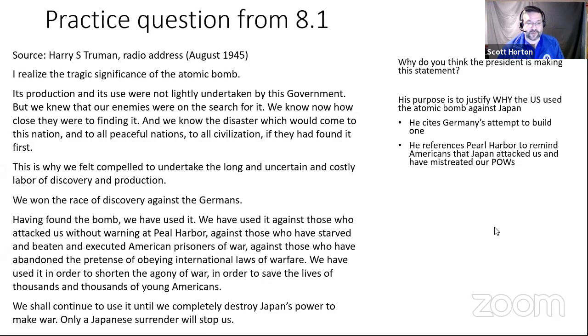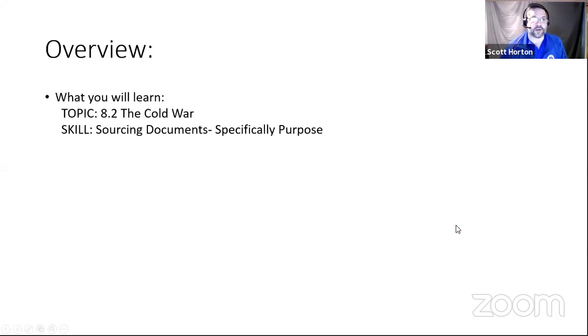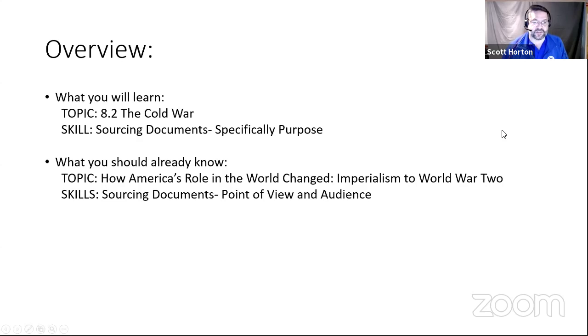So really, we're going to focus today on the skill of sourcing a document and thinking about the purpose, why someone would write something the way that they did. So quick overview, of course, the Cold War, especially the early Cold War. We're going to talk about many things from Truman's presidency will be the main focus, and then sourcing documents, specifically the purpose of documents, as I mentioned just a second ago.